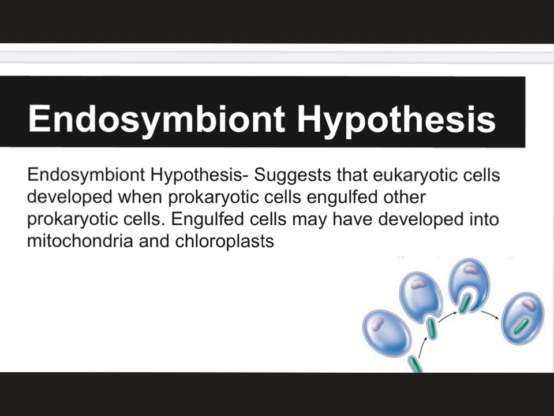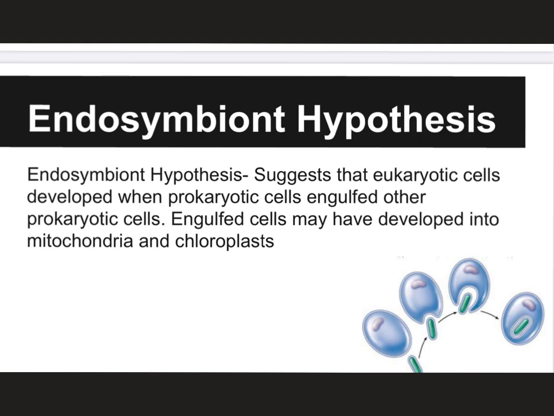Now back to the prokaryotic and eukaryotic cells. We know that the prokaryotic cells came first. The prokaryotic cells are much more simple, and they were the first cells to develop. So a question that has been on the mind of scientists is, how did we even get eukaryotic cells? How did eukaryotic cells develop?